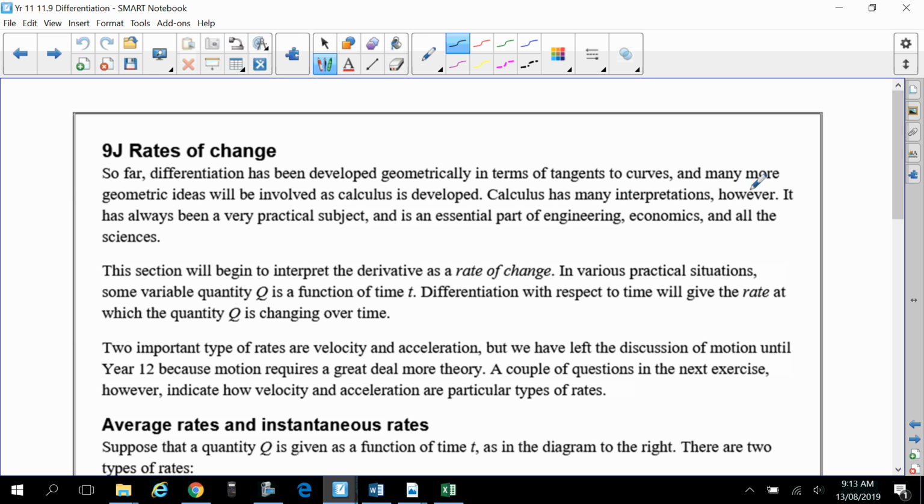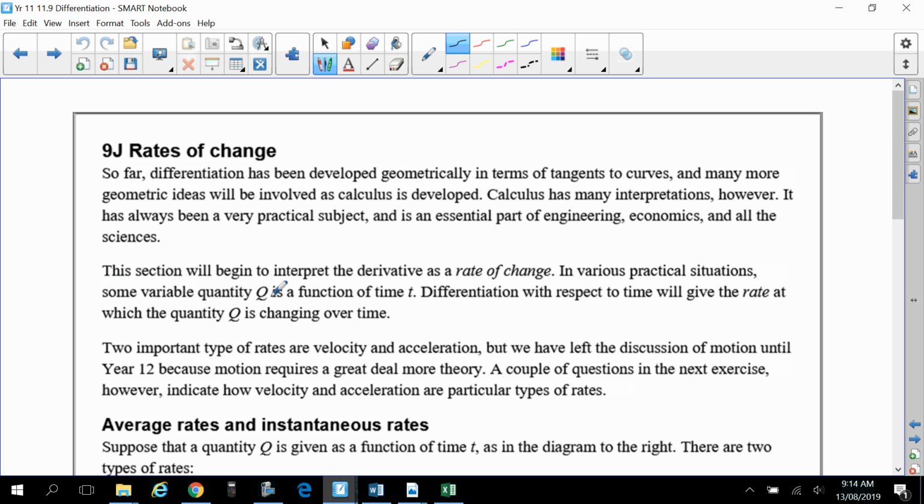Calculus has many interpretations. However, it has always been a very practical subject. It is an essential part of engineering, economics, and all the sciences. This section will begin to interpret the derivative as a rate of change in various practical situations.